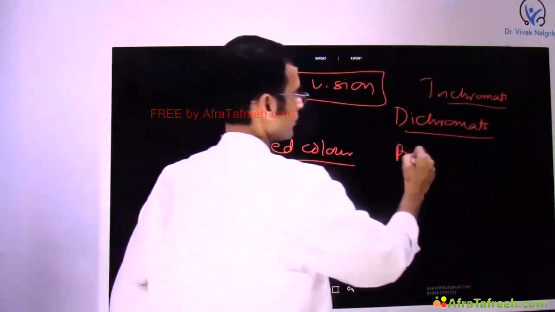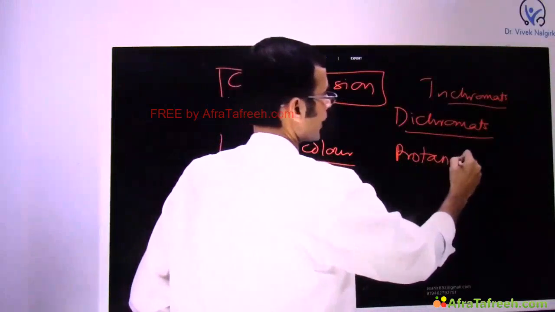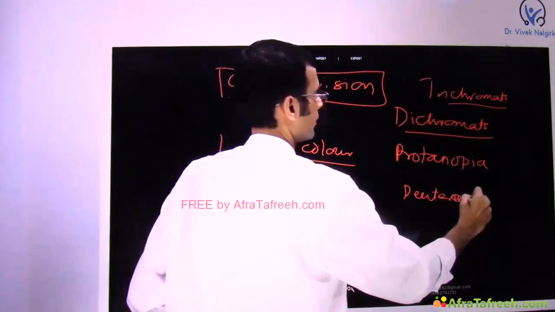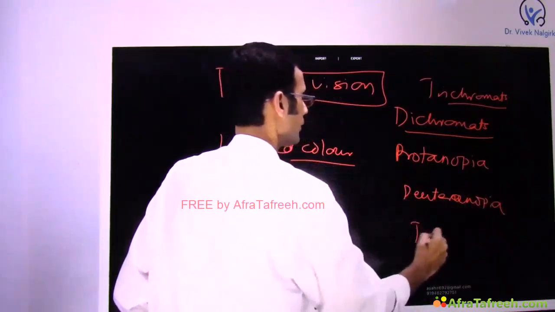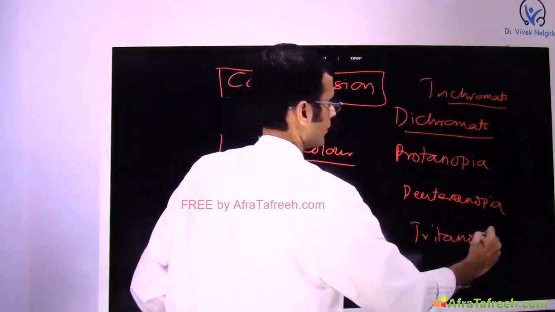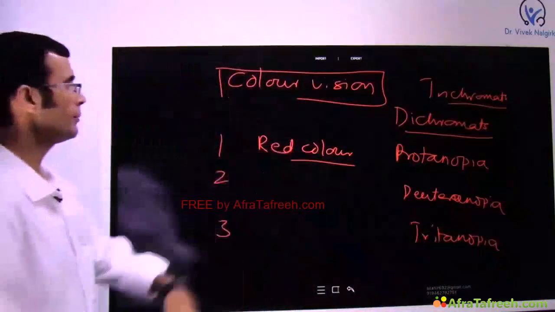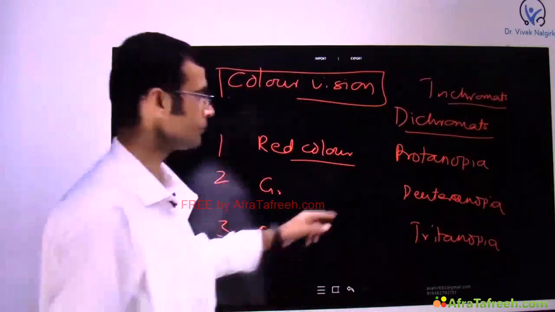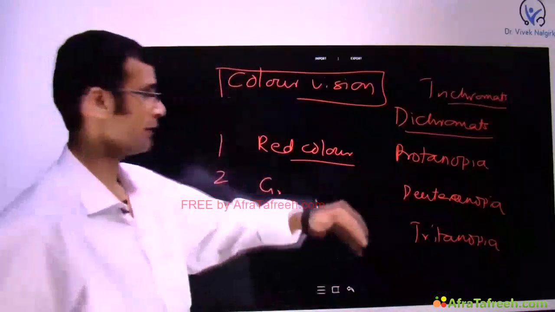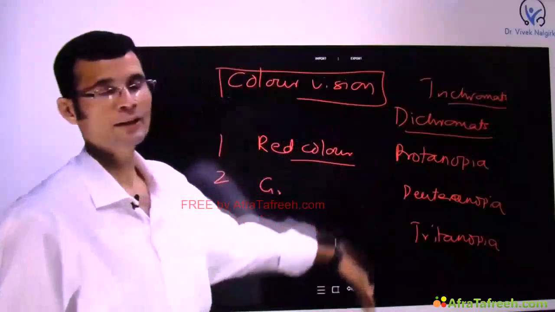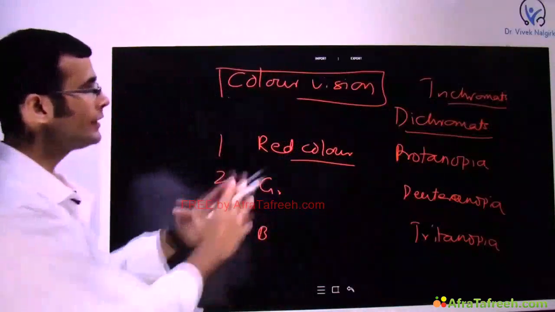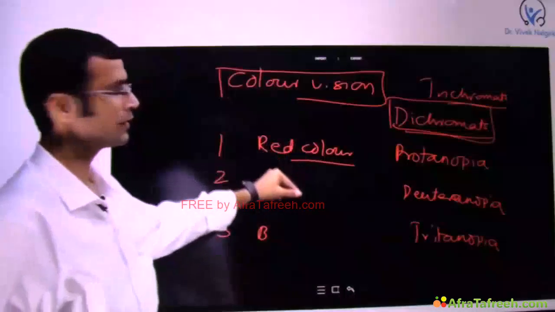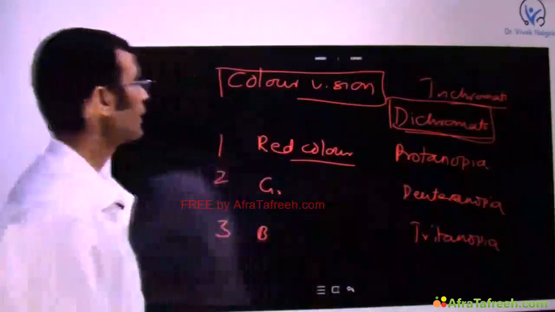So three types: protanopia, deuteranopia and tritanopia. Number 1 color blindness, number 2 color blindness, number 3 color blindness are respectively called protanopia, deuteranopia and tritanopia. These are dichromats, meaning they have two colors intact and only one color cone is missing.